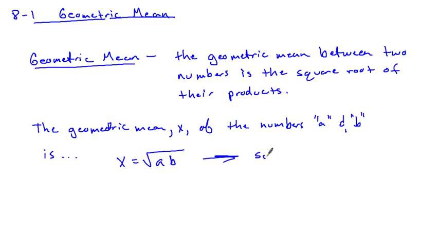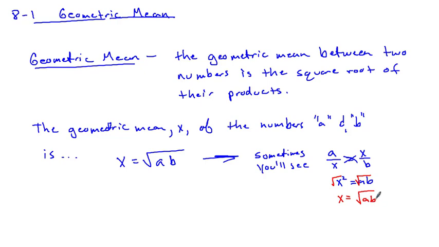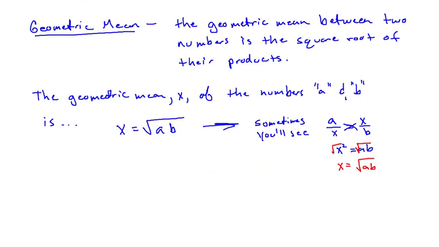Okay, sometimes you'll see it like this. A over x equals x over b. Well, the way you solve that is you cross multiply and you get x squared equals a times b. And then to get rid of that x squared, you have to square root. So you're still going to get that x equals the square root of a times b. So just remember, if you have to find the geometric mean of two numbers, you multiply the two numbers together and square root them, and that's the geometric mean.